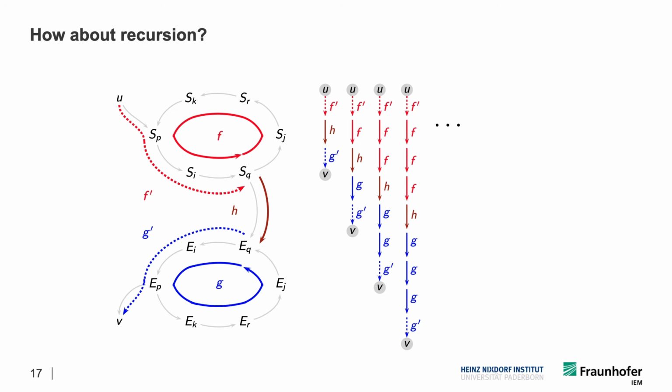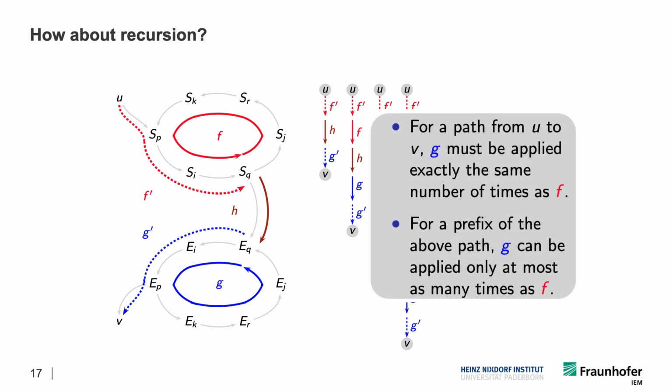And for all of these paths, you can say that for a path from U to V, G must be applied exactly the same number of times as F. Okay, so these G's here must correspond to these F's. And also the prefix of the above path, for any such prefix, G can be applied only at most as many times as F, right? Because again, you cannot return more often than you did actually do the calls, right?